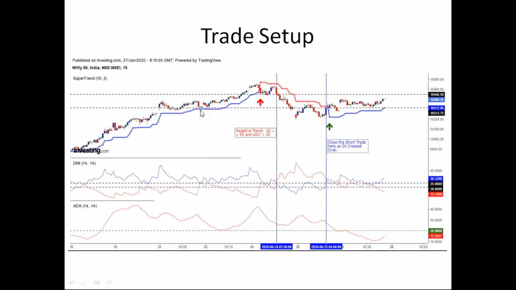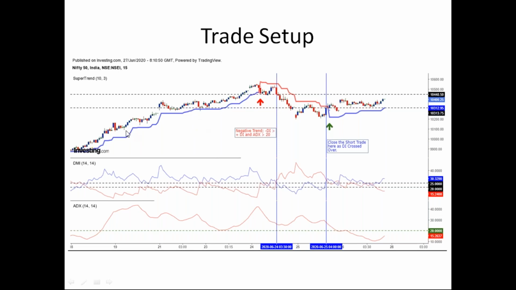This would have actually ensured that you square off all your positions, but you entered at a very low level around 9,900 and this level is around 10,300. So around 400 points of a straight move. So in any trend following system, the best money is made when there is a secular trend.